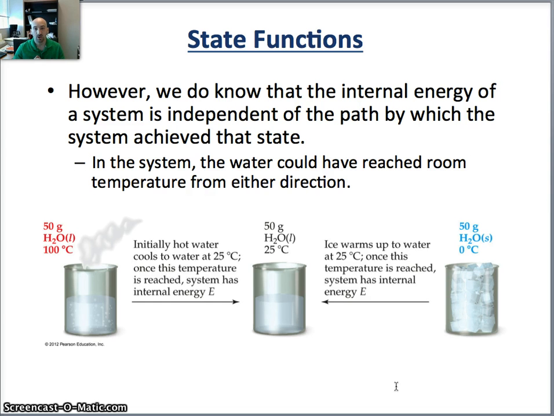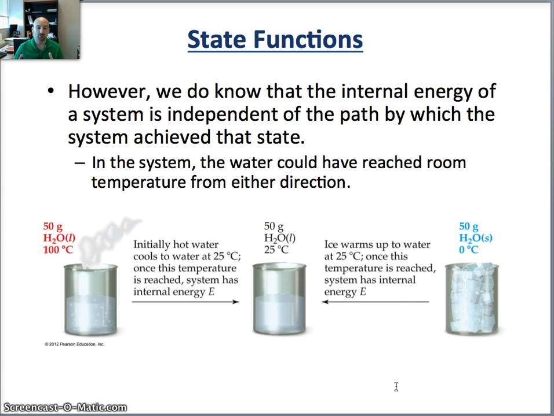So usually we don't really have a way of knowing the internal energy of a system, right? Trying to find that value is a very complex problem. But we do know that the internal energy of a system is independent of the path that it took to achieve that state. Let me give you a brief example of this, which really helps drive this home, and we're going to define what a state function is.